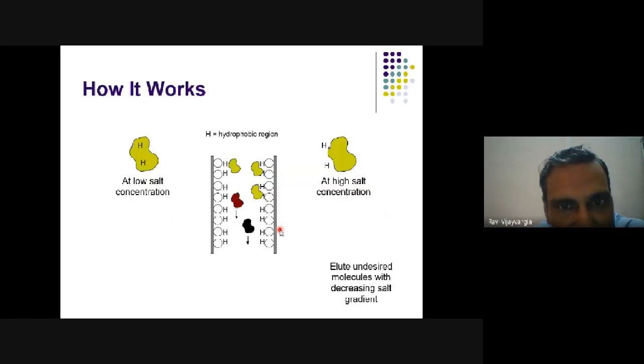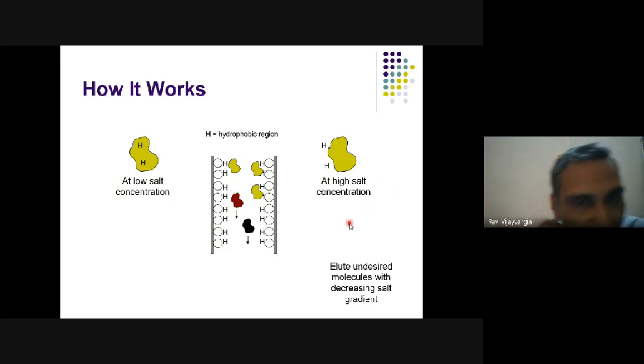So you will see exactly what happens. In this case, you have a column. In the column, this is again your matrix. On the matrix, this H is your hydrophobic surface. So a hydrophobic surface is put on the column. When a mixture of proteins is added to such a column, you have to use two salt concentrations. At low salt concentration, what will happen, and at high salt concentration, what will happen?